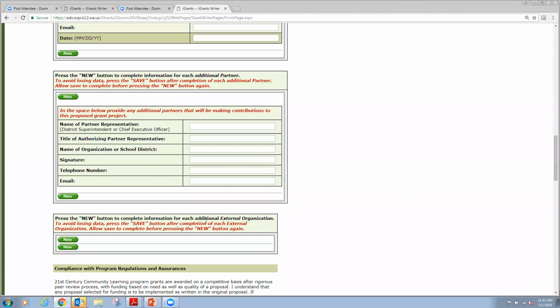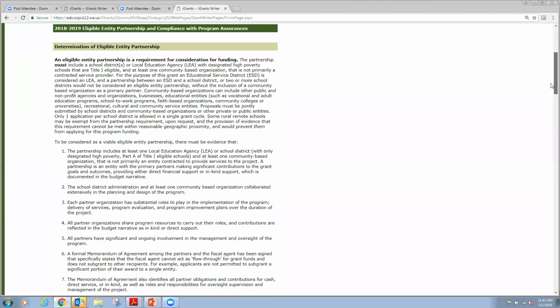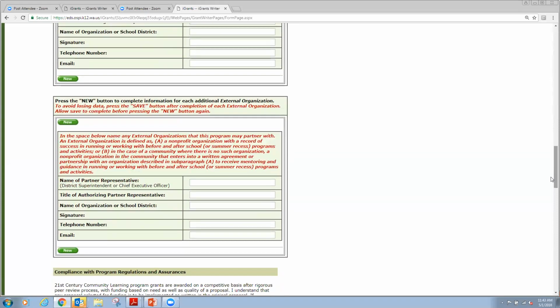And then this last box here is about external organizations. And this is really something that we're also collecting information on, about what programs are proposing to partner with external organizations per this definition right here. That's also in the RFP. So it's a nonprofit organization with a record of success in running or working with before and after school programs. And in the case where there is no organization that meets this, then a nonprofit organization in the community can enter into a written agreement or partnership with this person. And so that's what that means.